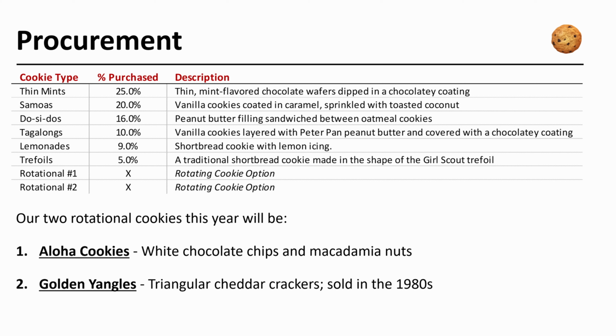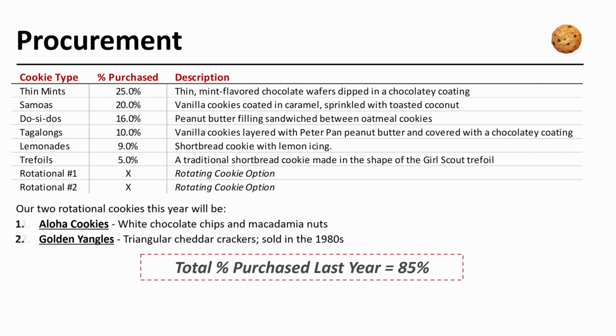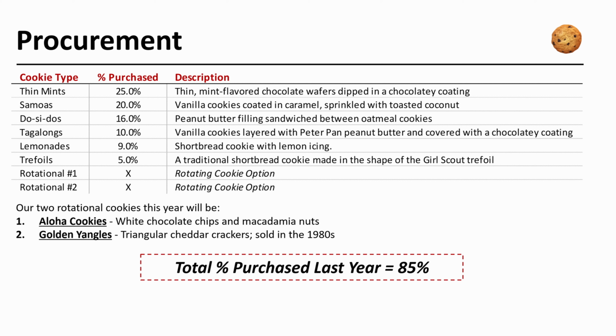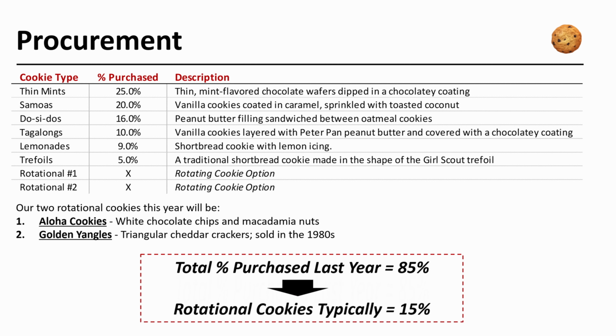Before diving into the individual cookie procurement, it's helpful to understand that the total percent purchased last year or in the historical period is 85%. So Thin Mints, calculated all the way to trefoils, will add up to 85%, implying that the 2 rotational cookies are typically around 15% of cookie sales. We will need to make an estimation about each one of these rotational cookies and simplify the percent purchase from historical periods. 2 really quick tips here.